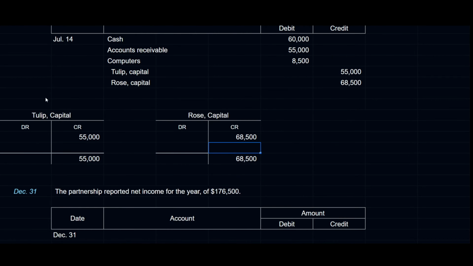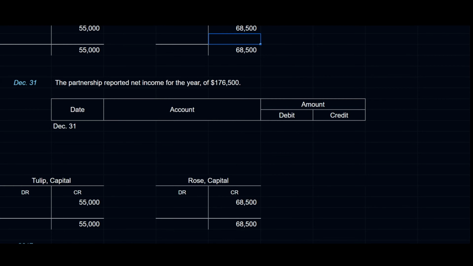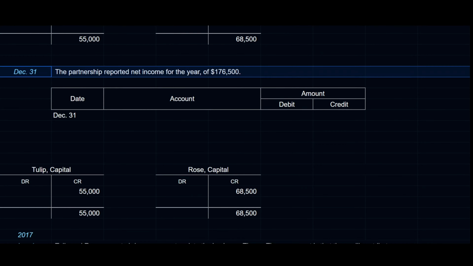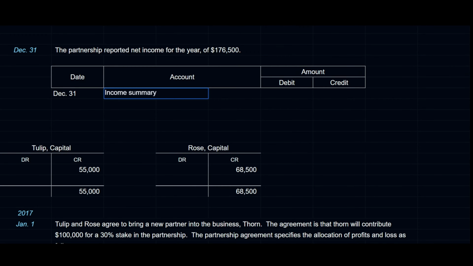Moving on to the end of the year. The partnership reported net income for the year of $176,500. Recall from before that their initial agreement is to share the profits and losses equally. If that is the case, we can close income summary of $176,500 to each capital account.